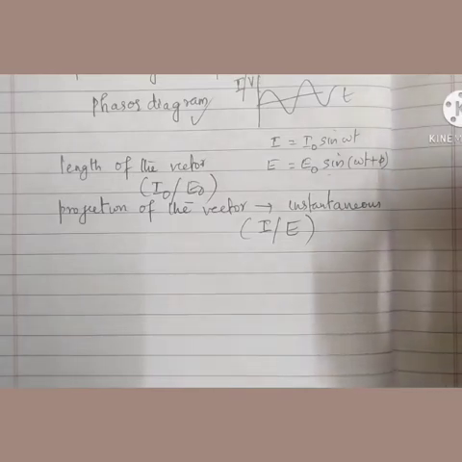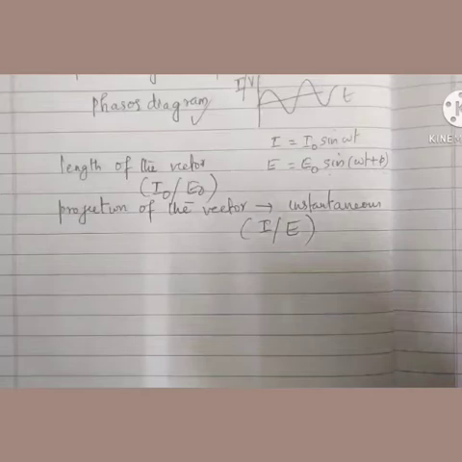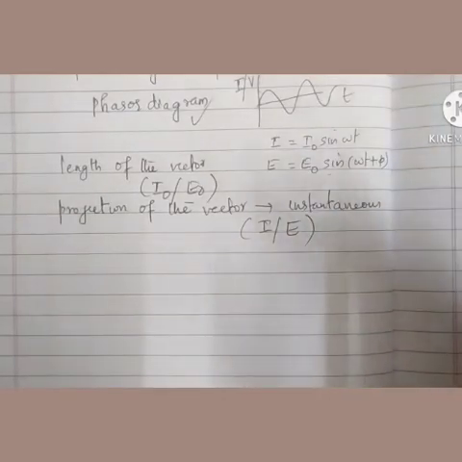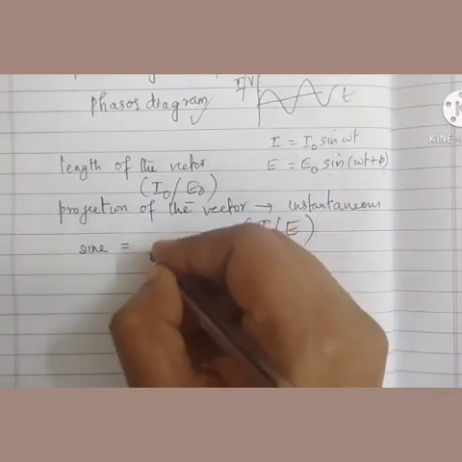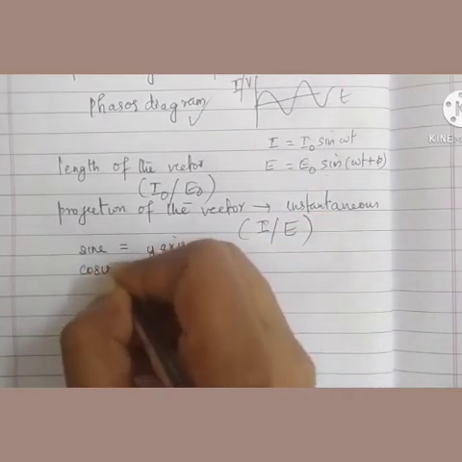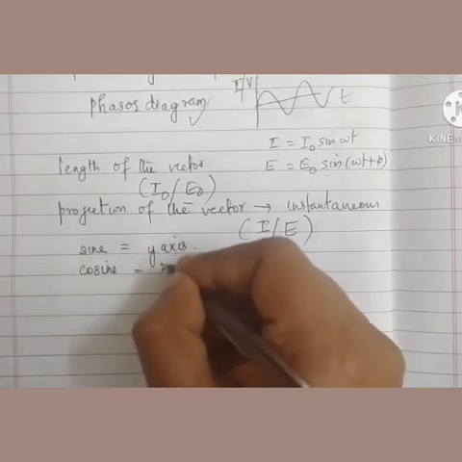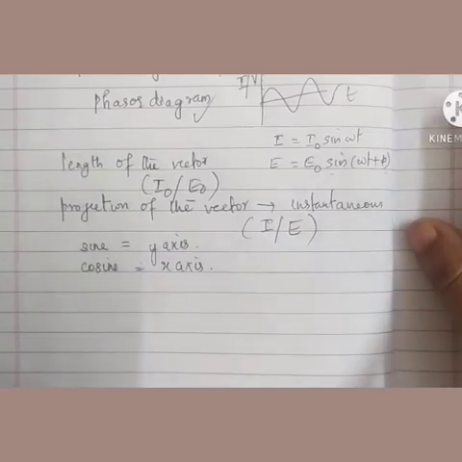Okay. So, in sine form, you can represent the wave in sine form or cosine form. In sine form, the I and E, that is the instantaneous value of current and EMF, that is the projection, is taken on y-axis. Okay, in the sine form, it will be in the y-axis, and if you are drawing in the cosine form, the projection is taken on the x-axis. Is much clear? Now listen.